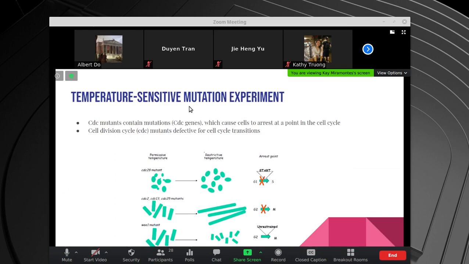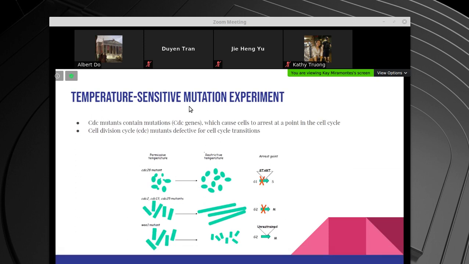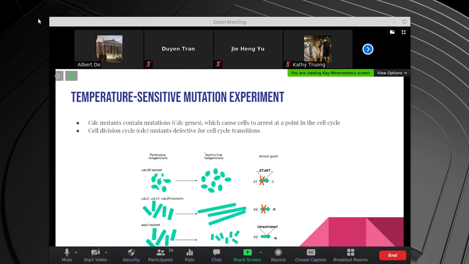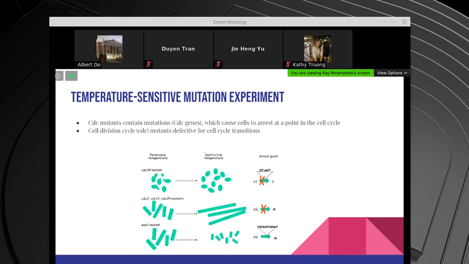At the same time, another mutant called WEE1 was identified. Instead of making regular size cells, they started making extremely small cells, which means that there was an unrestricted entry of these cells in G2 to M transition. Next slide.